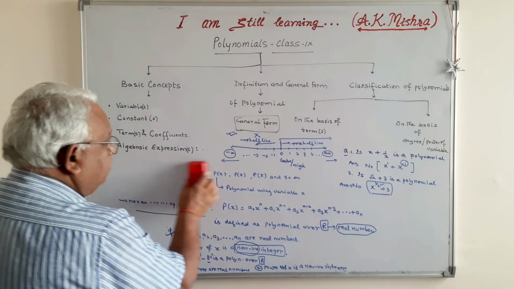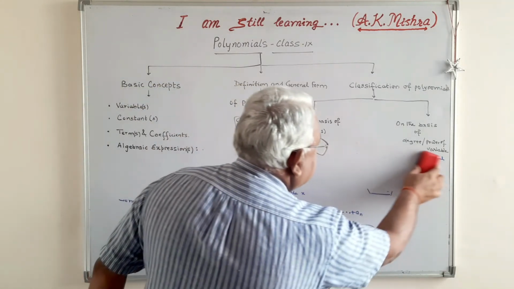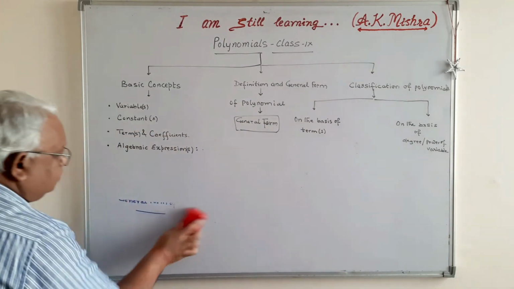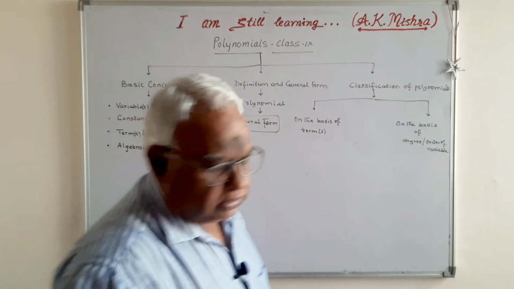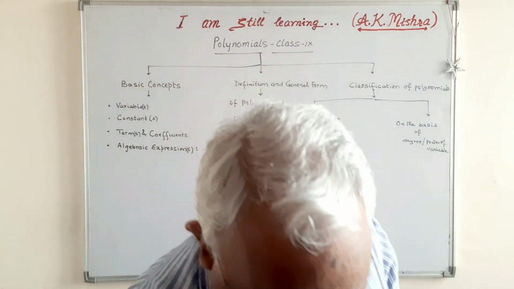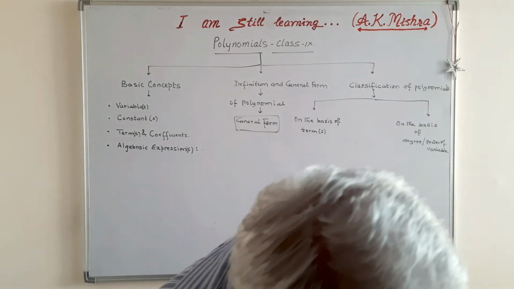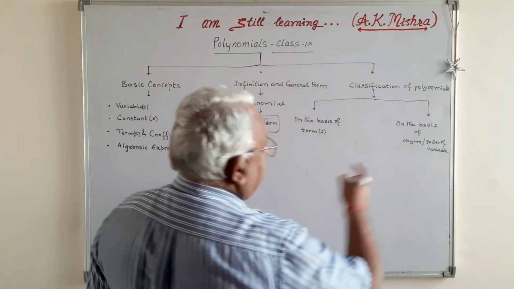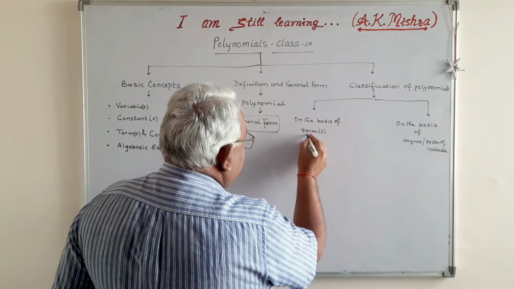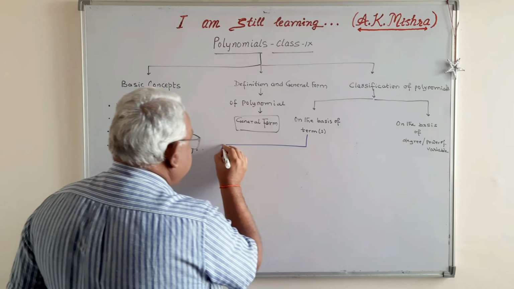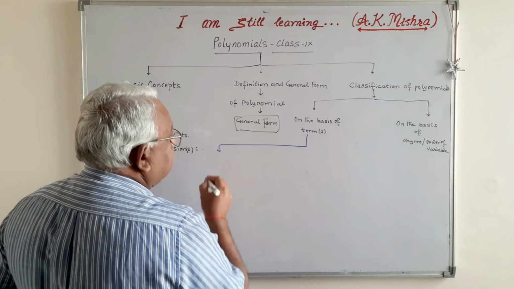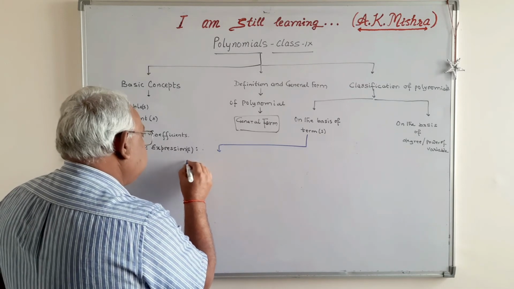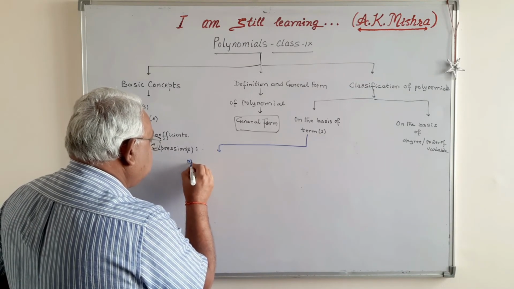Now I'm moving on to the third section. For that I need to remove all this part. Now let us try to understand this. These are classified on the basis of term and on the basis of degree. I will move further here. On the basis of term, you have monomial.